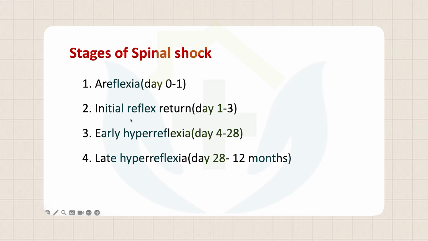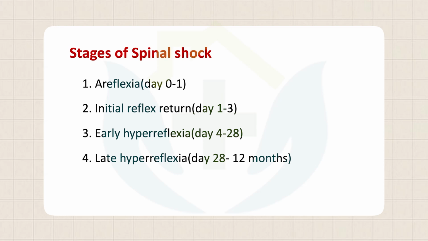After that, there is some initial reflex that returns in 1 to 3 days, following which you get something known as the early and then late hyperreflexia. Generally, by 28 days, you get early, and then after 28 days, you get hyperreflexia. So, the return of reflexes, but this time they are out of their inhibitory control.